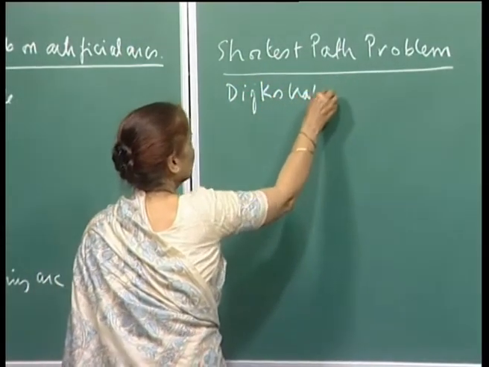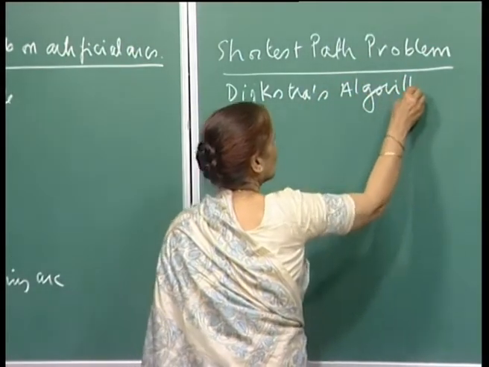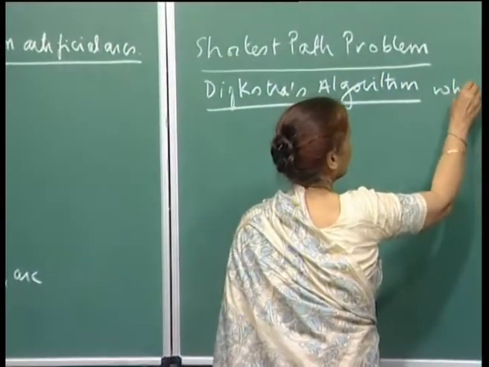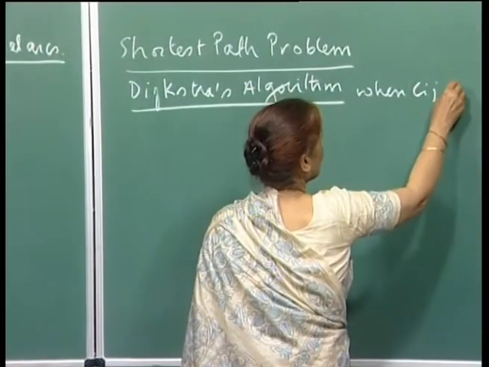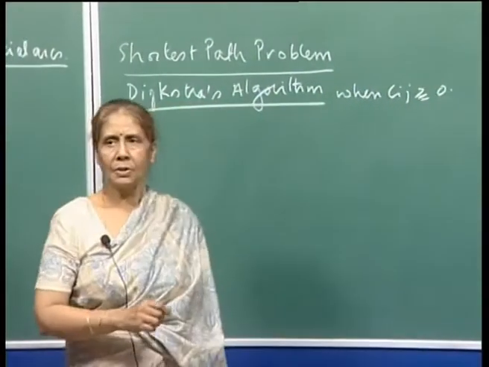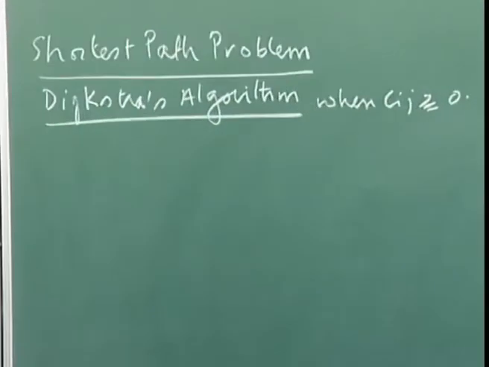This is known as Dijkstra's algorithm, for when the Cij's are greater than or equal to 0. So this is a special case. That means Dijkstra's algorithm will not be valid if some Cij's are negative. Later on we will discuss the case when the Cij's can be negative, and we will have another algorithm for computing the shortest paths between any pair of nodes.